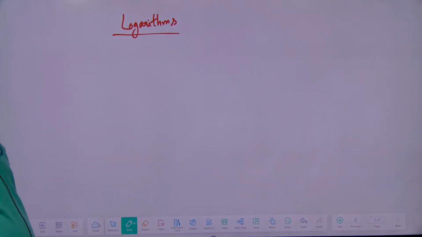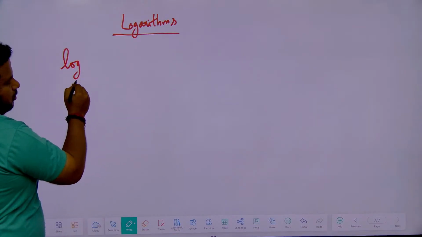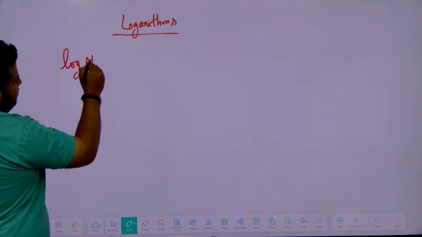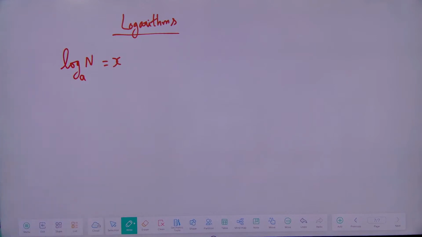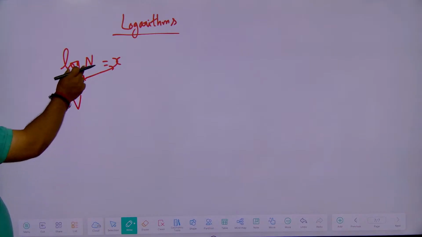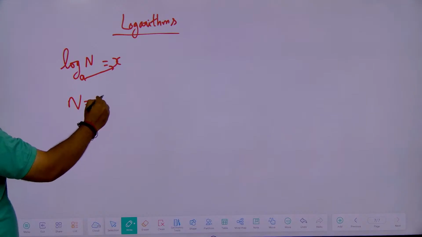When you talk about logarithms, if I write log of n to the base a is equal to x, you have to focus. Then if I want only the value of n, n will be equal to a to the power of x. Log of n to the base a equals x means n equals a to the power of x.